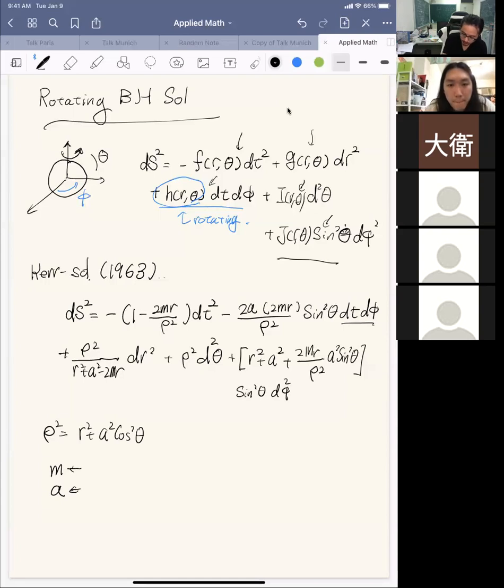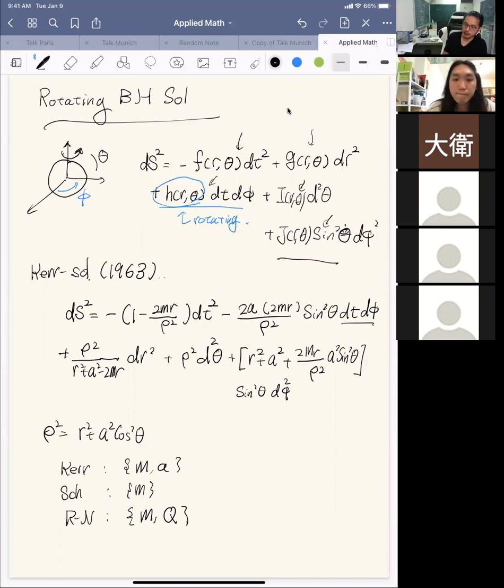Okay. So previously, the Kerr solution is basically a two-parameter family solution. It has m and a. Schwarzschild just has m. And of course, last time we had the Reissner-Nordstrom, and it had two parameters, m and q. Okay. So a is related to the angular momentum divided by m.